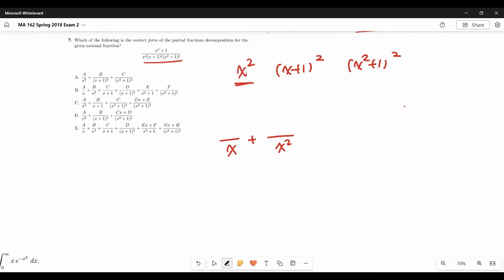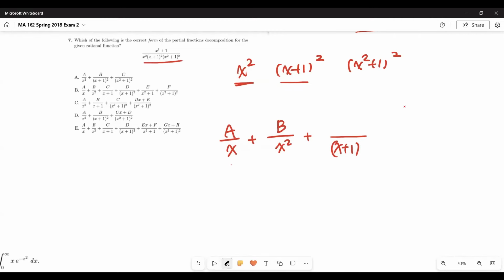And since it's x and the coefficient is 1, the power is 1, sorry. So the numerator for x will be just constant a, and x squared is a repeating value, so it's not going to be bx, it's going to be b instead. And also plus x plus 1, so x plus 1 squared can be divided into x plus 1 and x plus 1, right? So it's going to be x plus 1 for the third term.